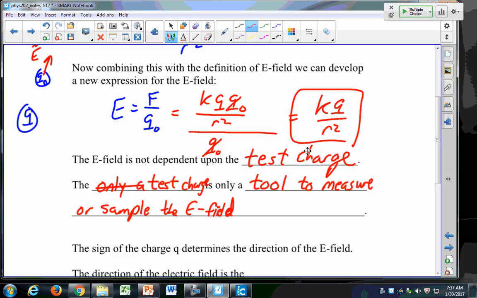Field. Somebody criticized my spelling on the exam. I'll find out who you are. I forget who it was, but I will find out.